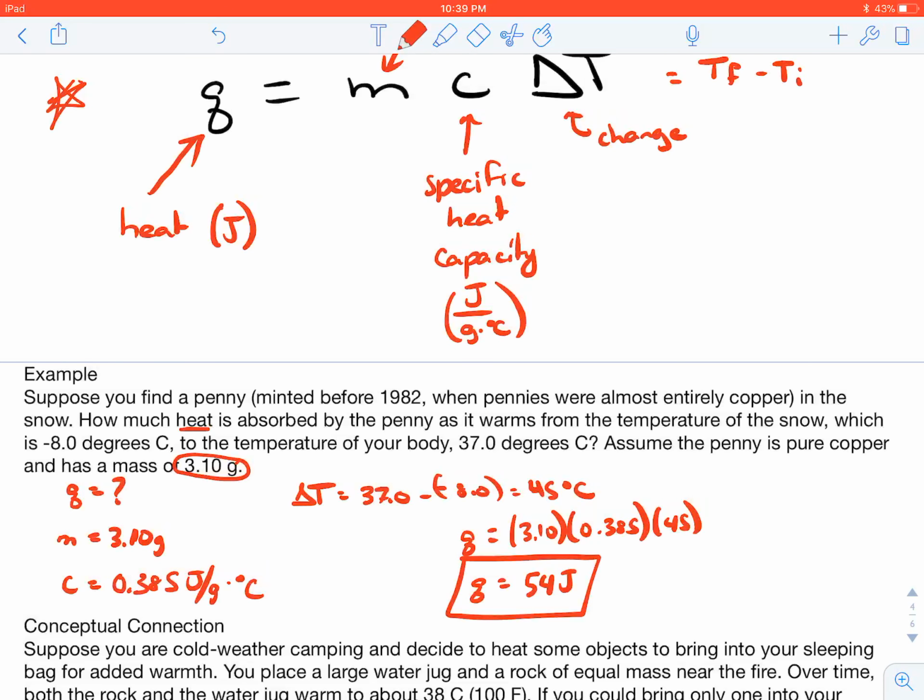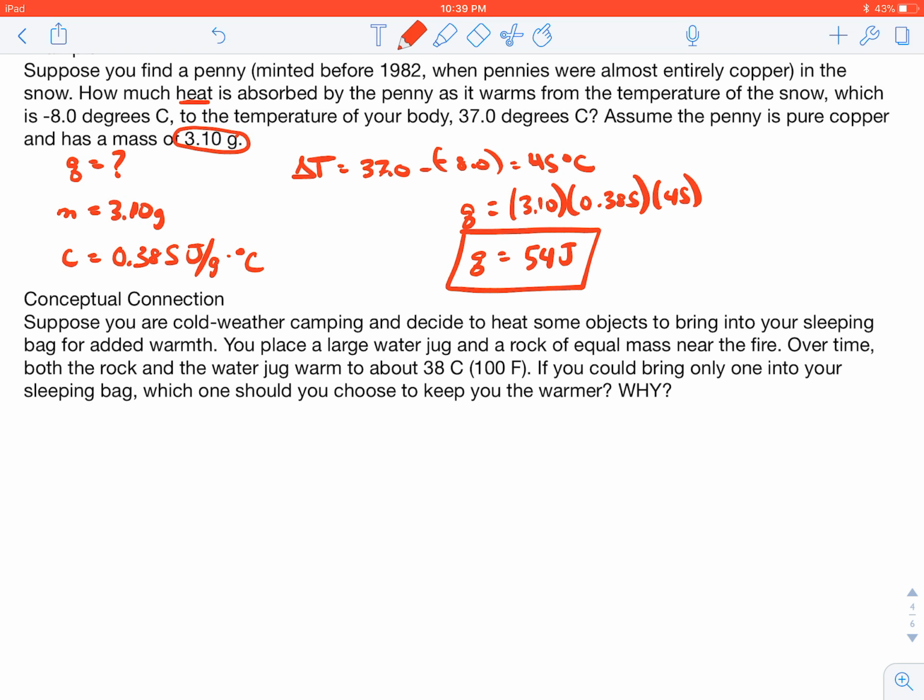And last but not least, conceptual connection. Suppose you are cold weather camping and decide to heat some objects to bring into your sleeping bag for added warmth. You place a large water jug and a rock of equal mass near the fire. Over time, both the rock and the water jug warm up to about 38 degrees C, which is about 100 degrees Fahrenheit. If you can only bring one into your sleeping bag, which one do you choose to keep you warmer and why? Take 30 seconds to think about that, and I'll be back with the answer and finish this section.